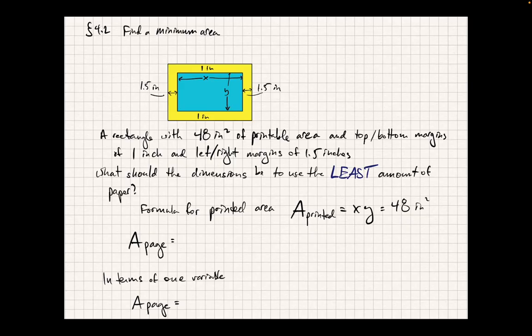So that's an area. And now you want me to do it with just one variable? Now I want you to substitute out and use just one variable.